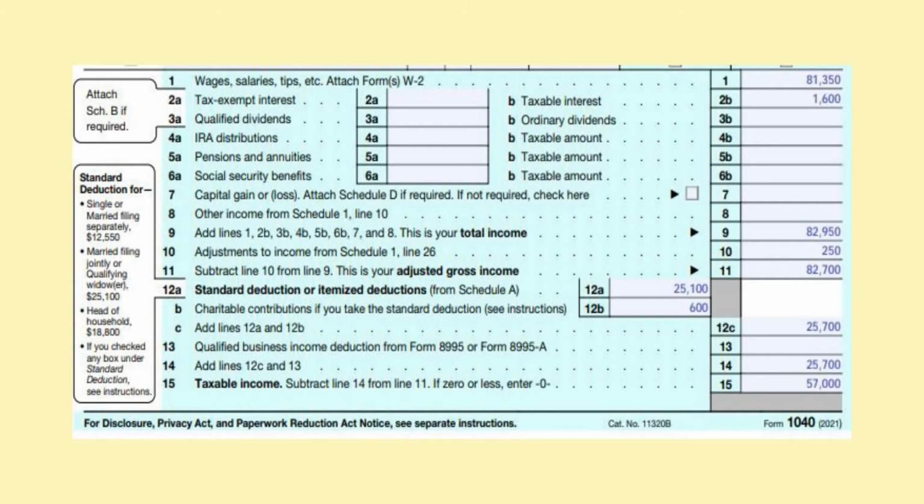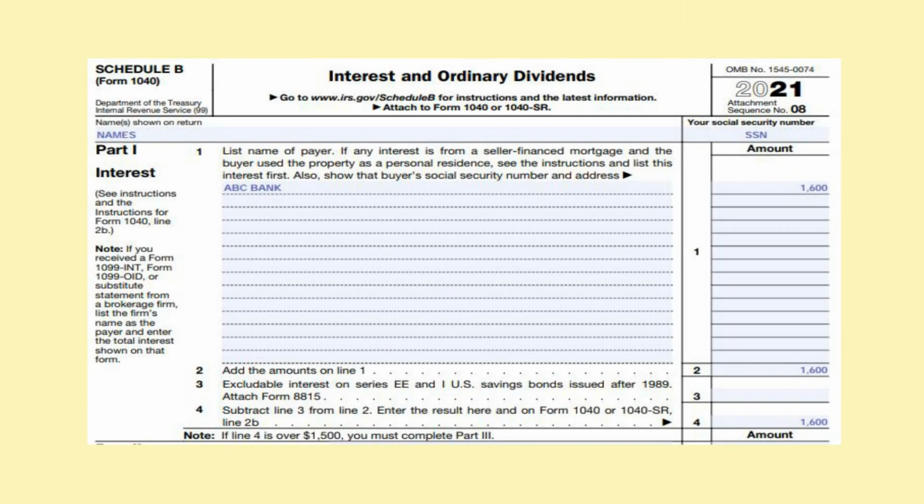Since the interest is over $1,500, a Schedule B is required. On Schedule B, put your names and Social Security number at the top of the form. On line 1, list the payer, which in our example is ABC Bank, and the amount. Carry that down to lines 2 and 4.